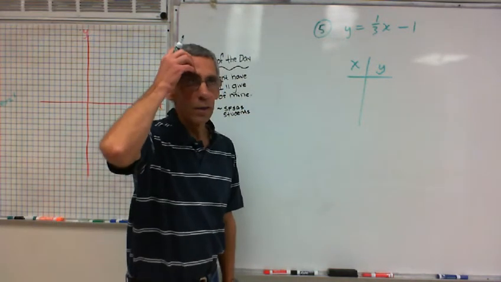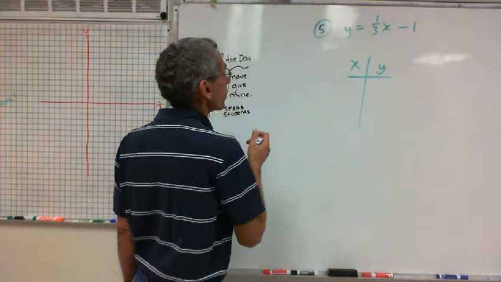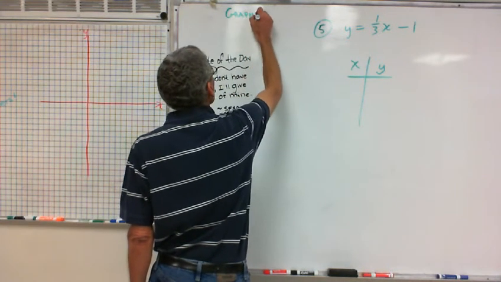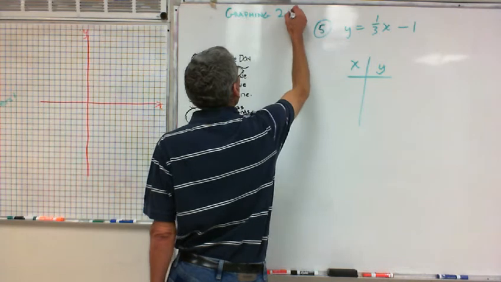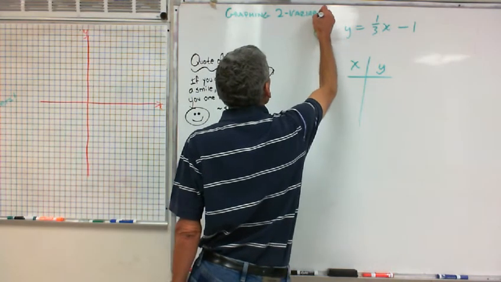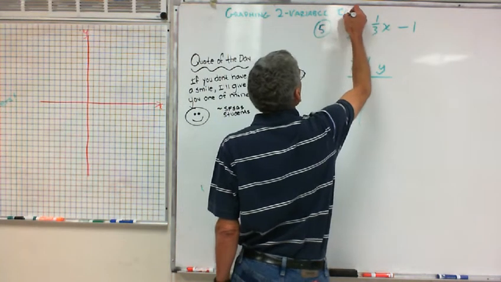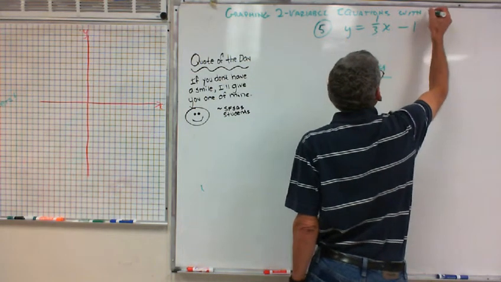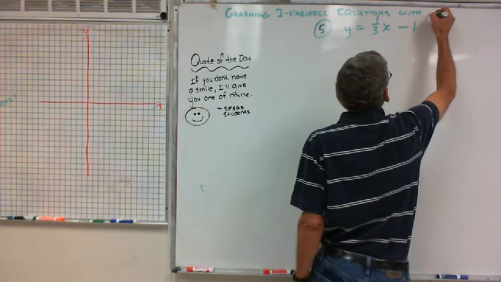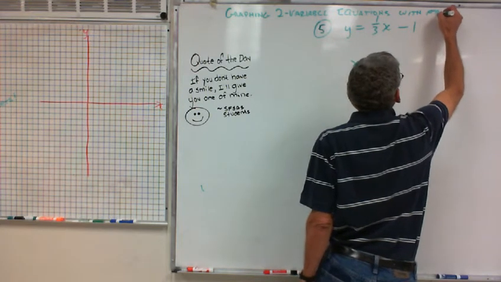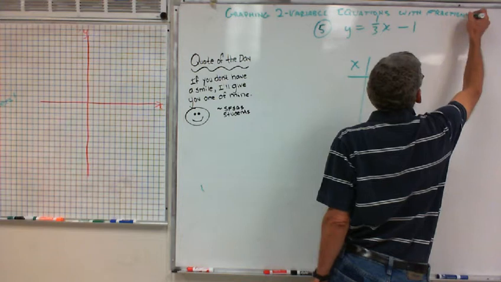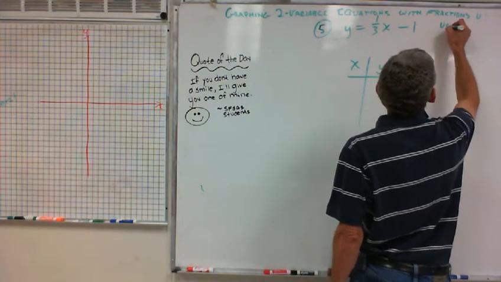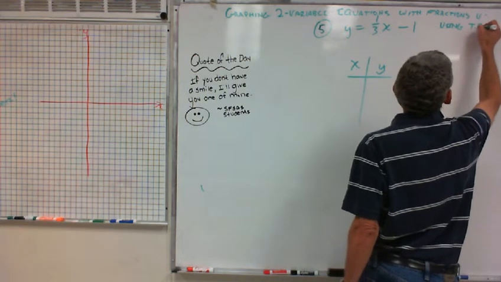This is called graphing two variable equations with fractions and a t-chart, right? With fractions using a t-chart. Sorry, this is awful. But t-chart.